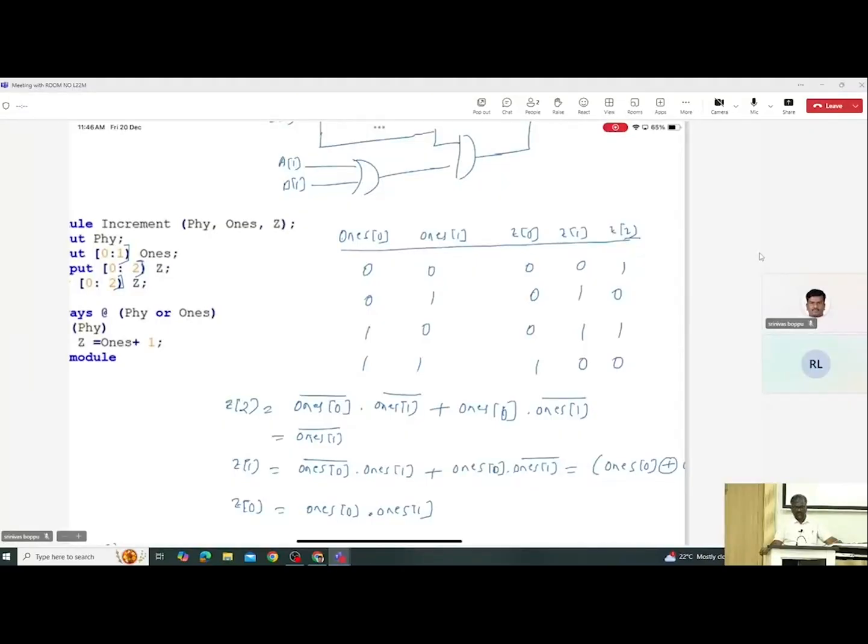What I was trying to refer to. Okay, so we have I0 and I1, right? Those are the inputs. And now on the output side we have Z0, Z1, Z2. Again, as I said, don't confuse this with the little endian and big endian notation.